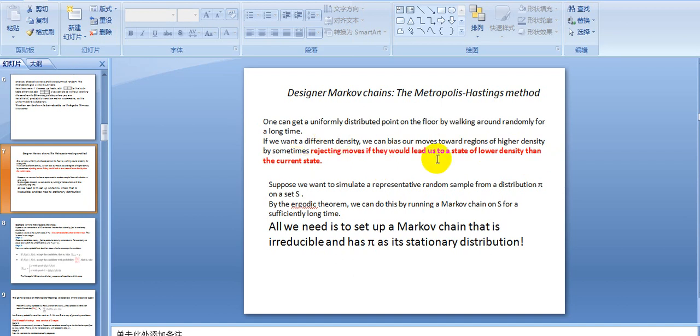Let's see in detail how we can design this Markov chain to sample any density we want. Suppose we want to simulate a representative random sample from a distribution pi on a set S. Pi is our target distribution and S is our sampling space. By the ergodic theorem, we can do this by running a Markov chain on S for a sufficiently long time. All we need is to set up a Markov chain that is irreducible and has pi as its stationary distribution. That's exactly what we did before.